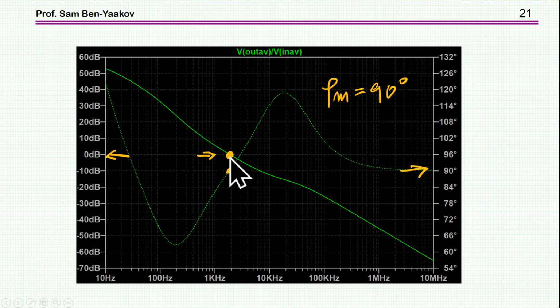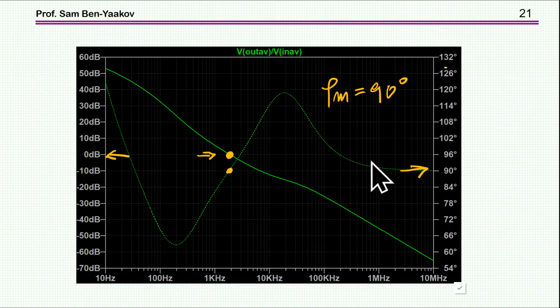But the phase, look at the phase, it's 90 degrees. So this is definitely a much more stable situation. Although the 90 degrees is a little bit too much perhaps, it'll affect the response a little bit. So let's have a look at it. And here is what I see.